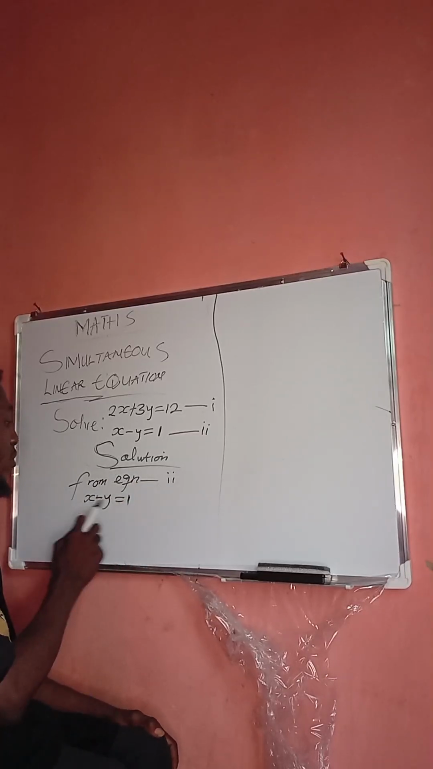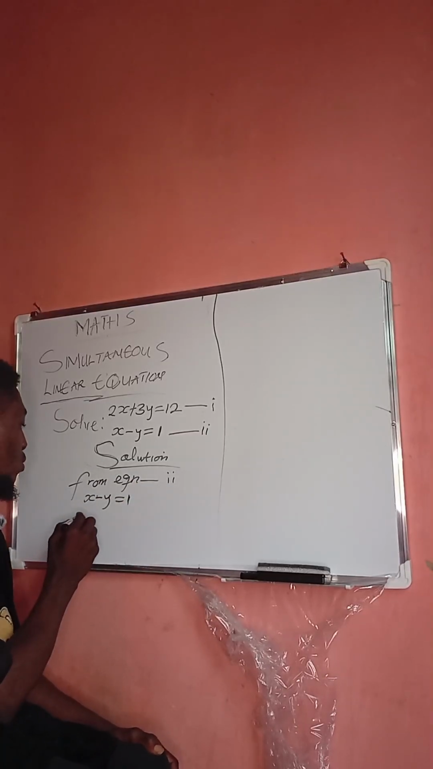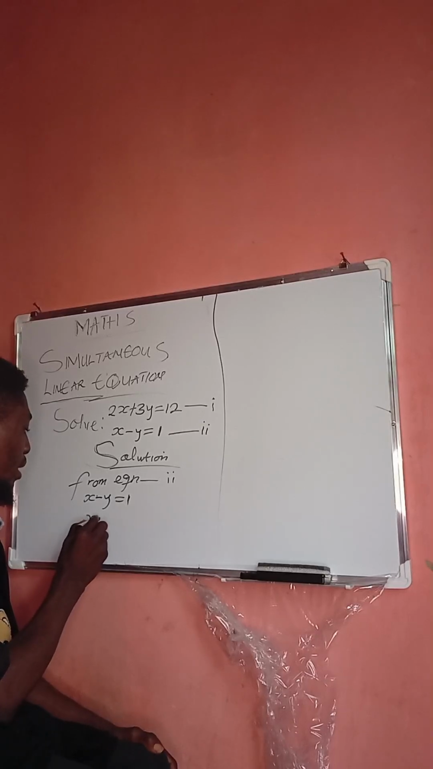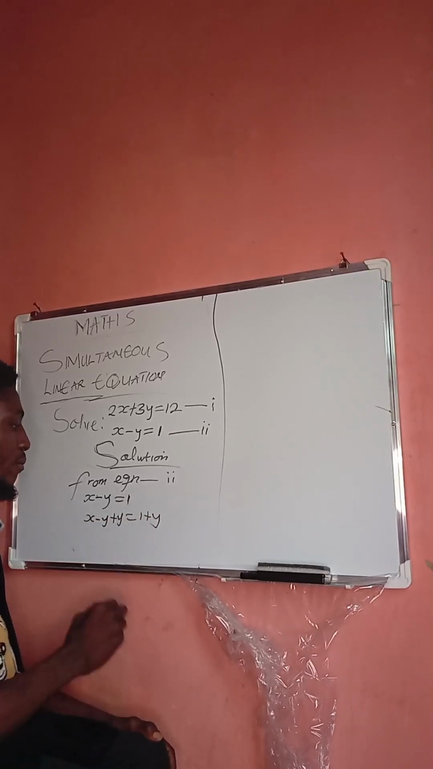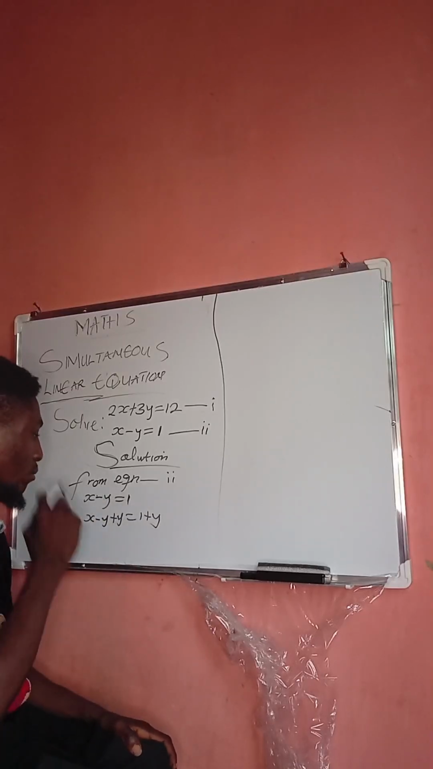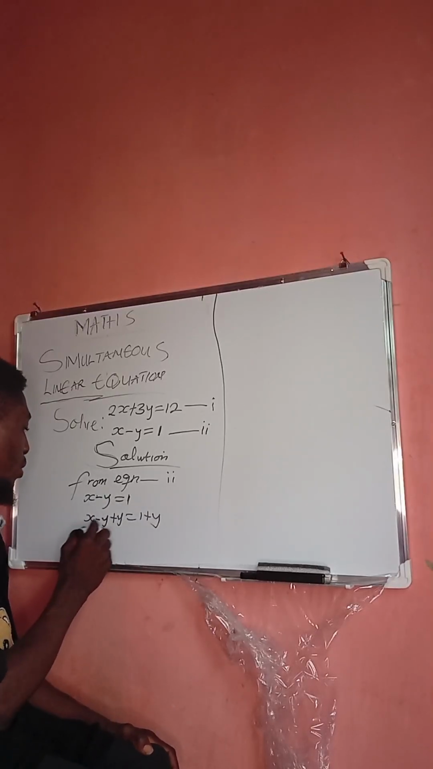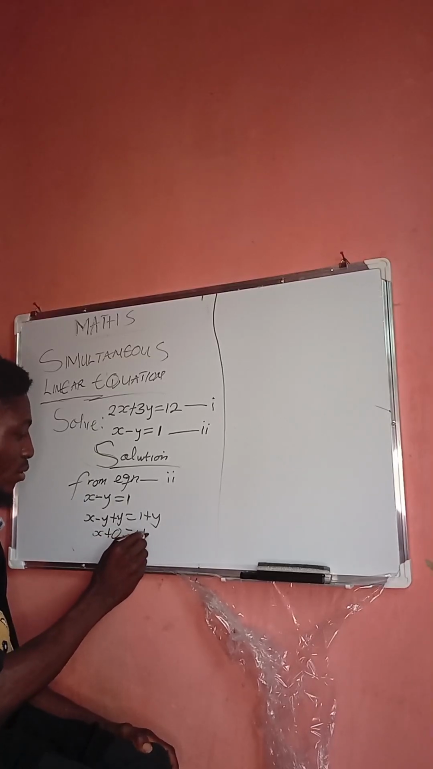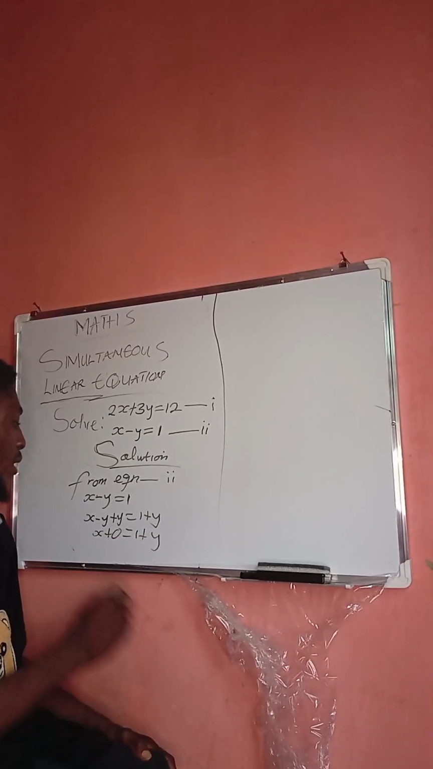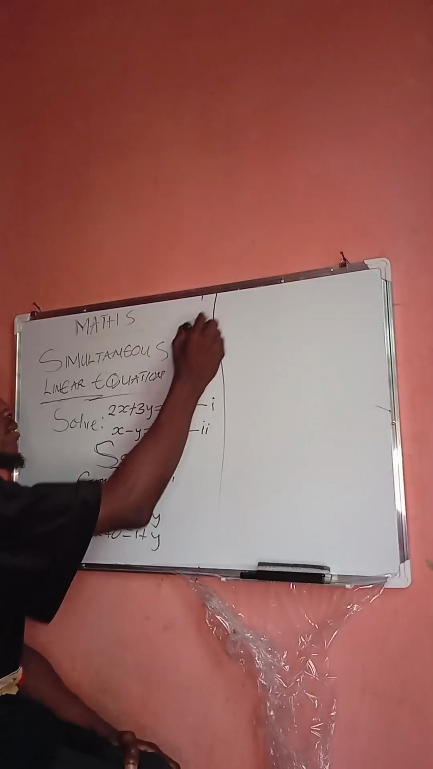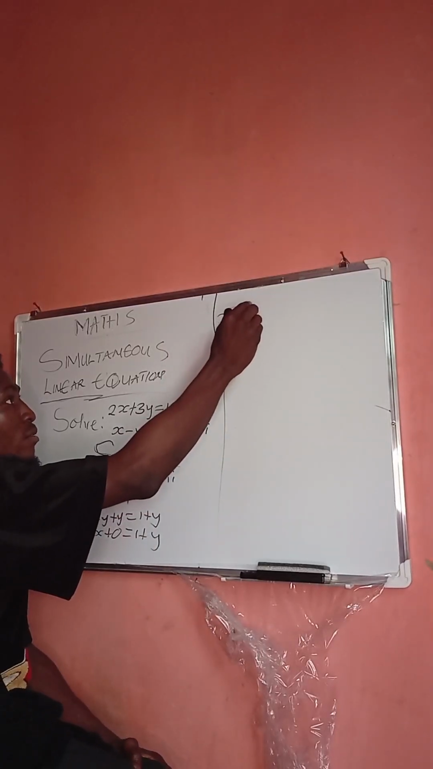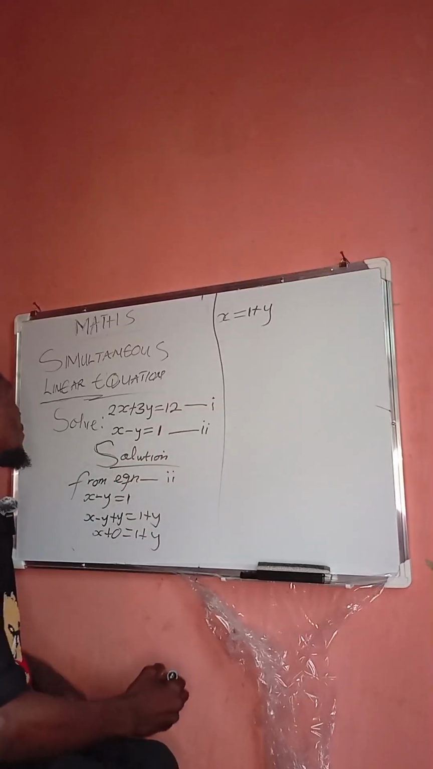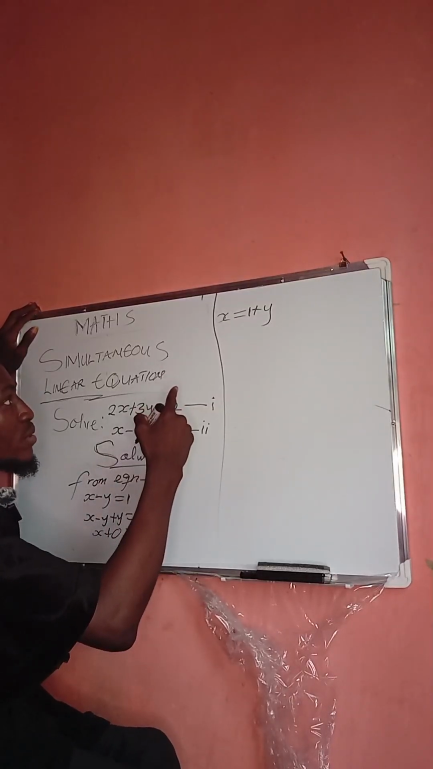Now, let's add y to both sides of this equation. So, if we add y to both sides of the equation, we're going to have x minus y plus y is equals to 1 plus y. Do you follow me? Now, minus y plus y, we know that is 0. So, we're going to have x plus 0 is equals to 1 plus y. X plus 0 will give you x. So, our x is going to be equals to 1 plus y. I hope you follow me to this extent.